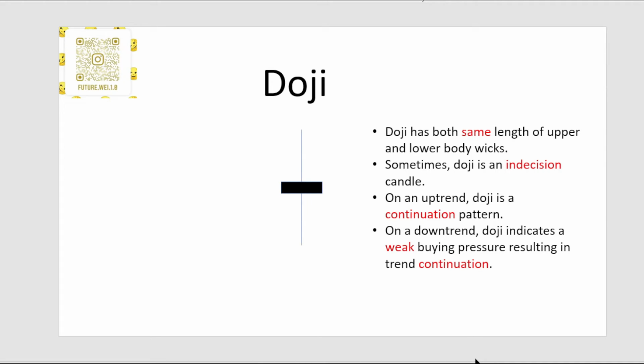Last but not least, we have Doji. Doji has both upper and lower wick of the same length. Sometimes we call it an indecision candle, as stated in the textbook. However, on an uptrend, the Doji is a continuation pattern. On a downtrend, the Doji indicates a weak buying pressure, resulting in a trend continuation.